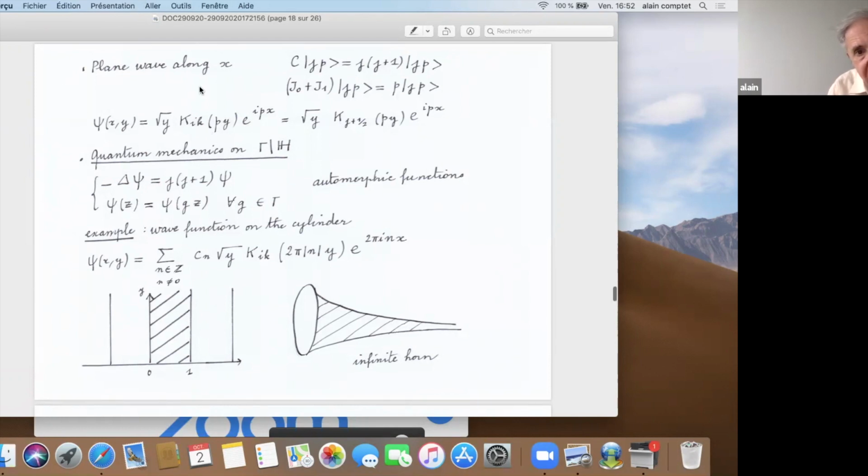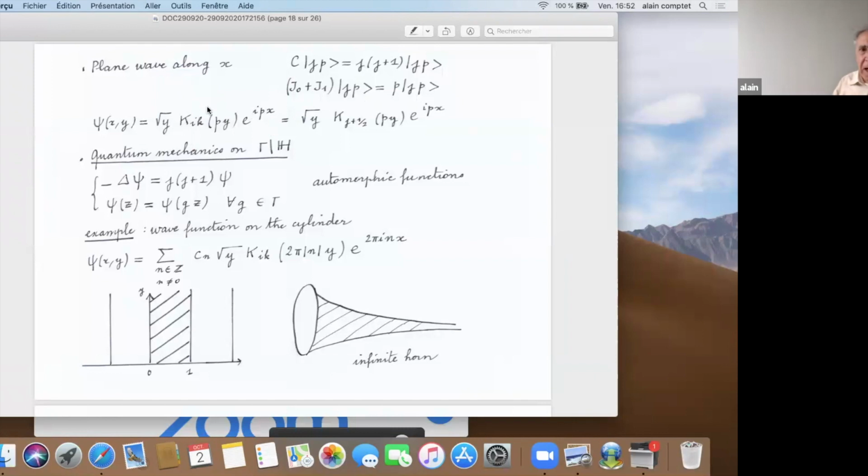Okay, this is a bit unusual because you have this Bessel function, but here you recognize something that everyone knows, which is a plane wave along X. Okay, so this is why you have this. It's a Gaussian. So this is a plane wave along X, but in the Y direction, it's a bit strange. And this solves the spectral problem on the full hyperbolic plane.